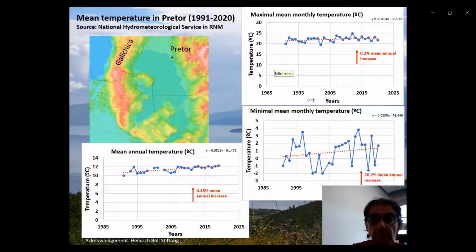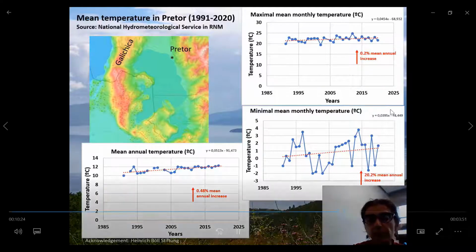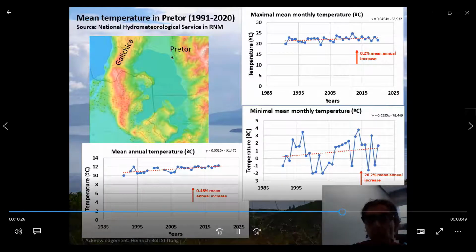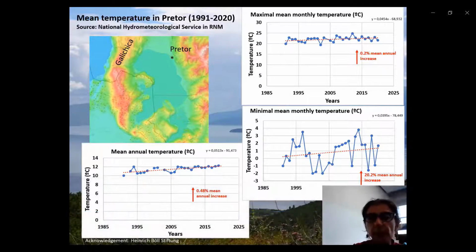And we can see here that there has been an increase in the temperatures, both the maximal monthly temperature, mean monthly temperature, the minimal mean monthly temperature also. This is even more actually, and the mean annual temperature. If you look at the annual temperature in this area. Okay, so nothing strange here. We all know that there is a rise in the temperatures almost everywhere.